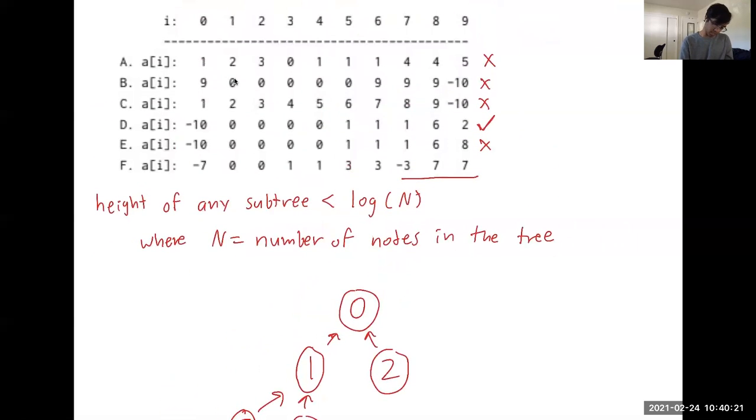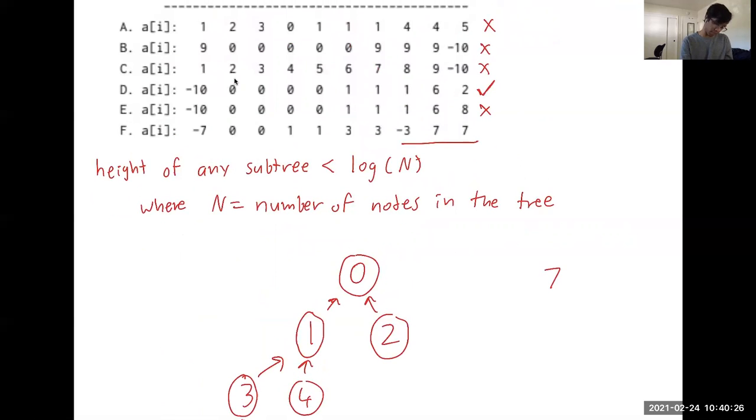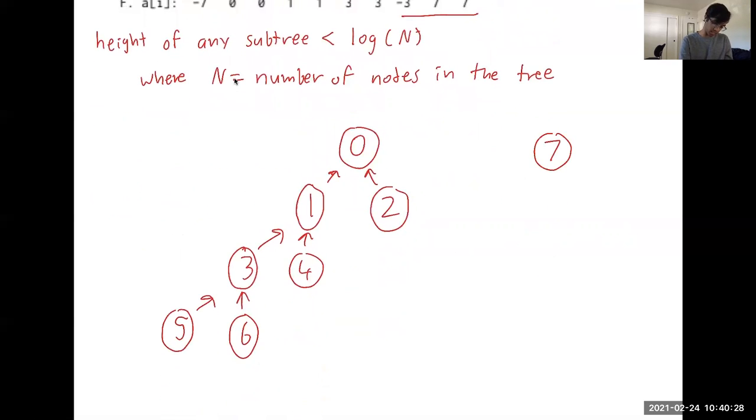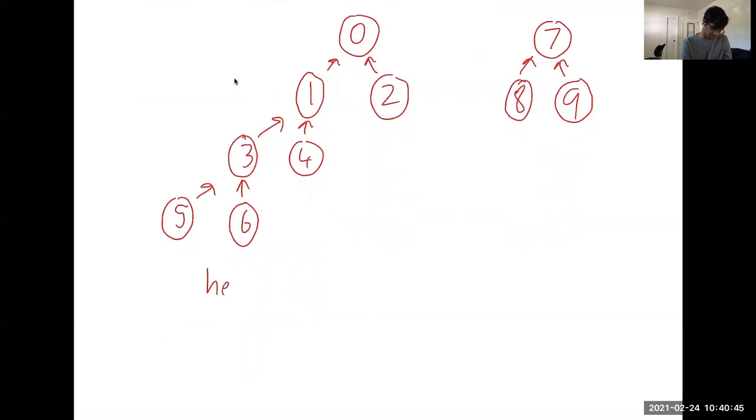So 8 and 9 are children of 7, but 7 has a negative parent, which means that it is the root of its own tree. So it's part of its own set. Basically, what this indicates is that these two sets are still disjoint. They haven't been unioned yet, for whatever reason. Okay, so now we're going to do our process again, right?